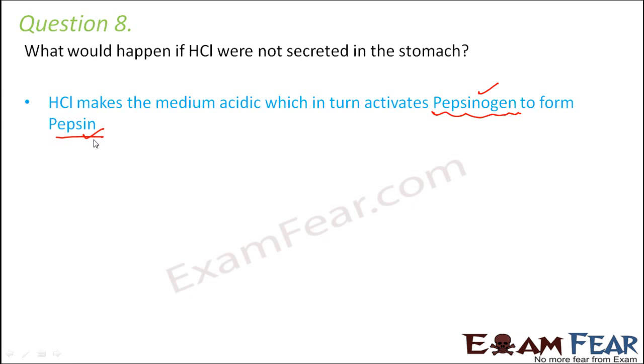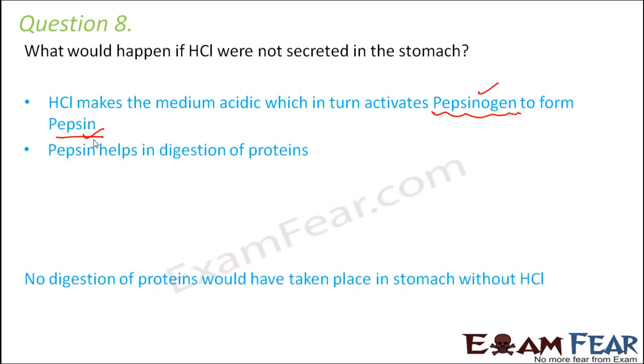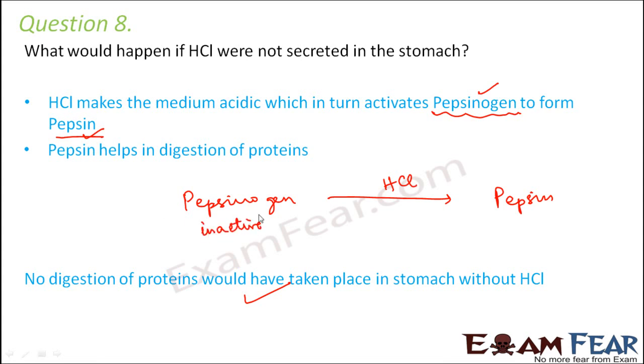Now, if HCl had not been there, the medium would not have turned acidic and pepsinogen would not have been converted into pepsin, and digestion of proteins would not have taken place. So no digestion of proteins would have taken place in the stomach without HCl, because the inactive pepsinogen gets converted into active pepsin in the presence of the strong hydrochloric acid. So this was inactive and this was active.